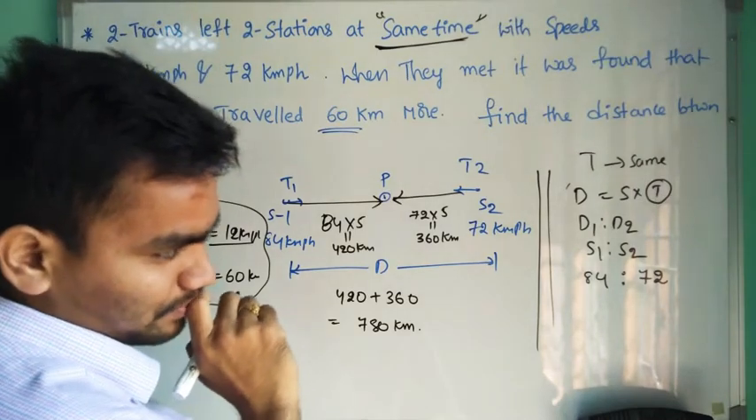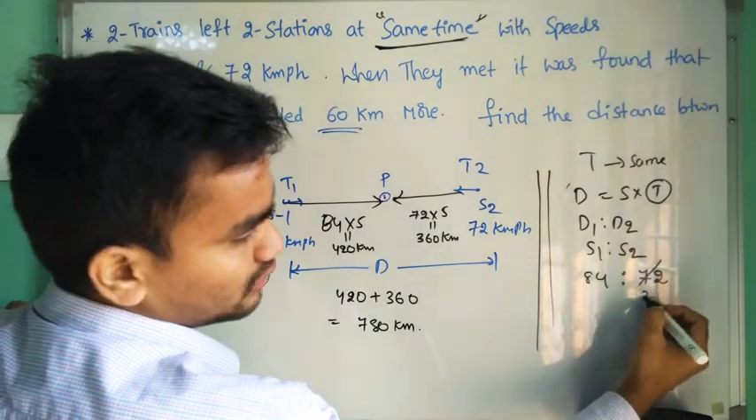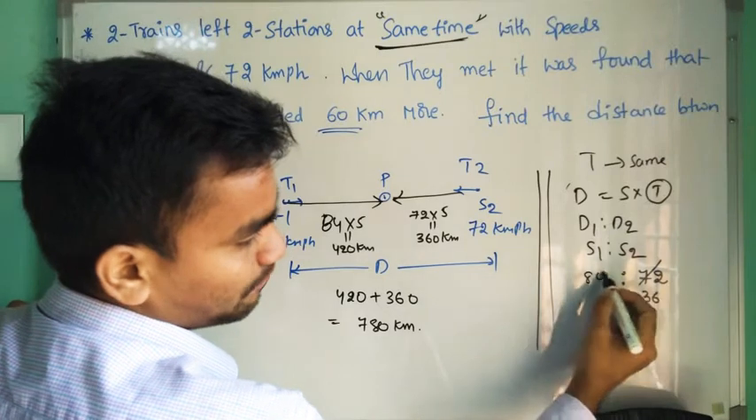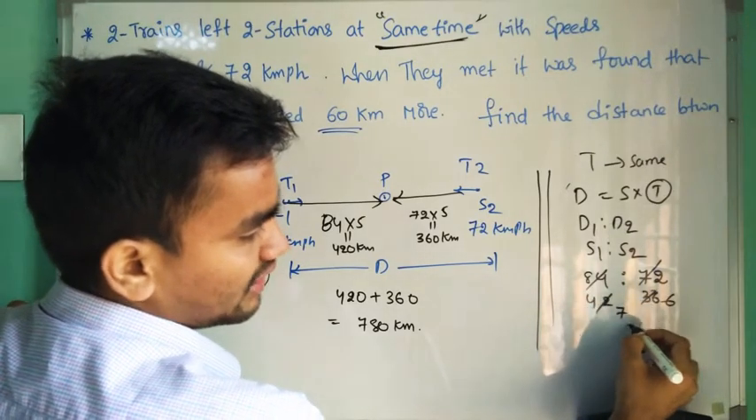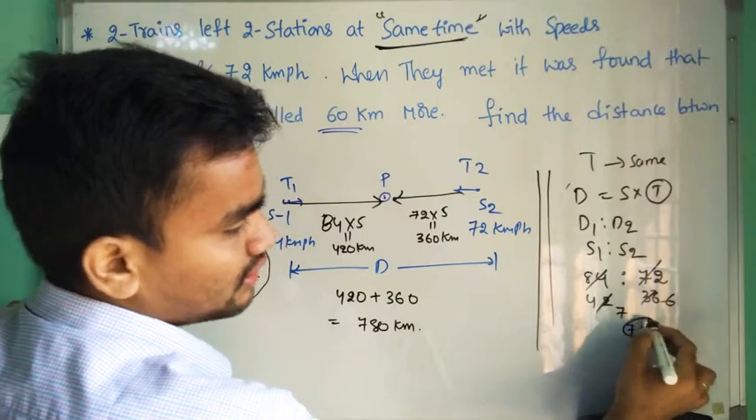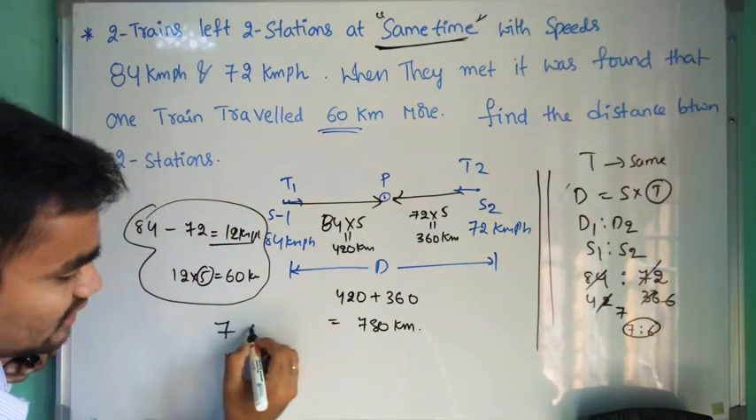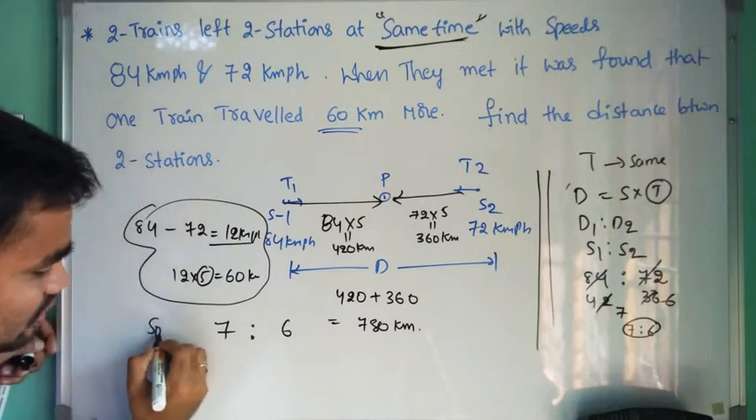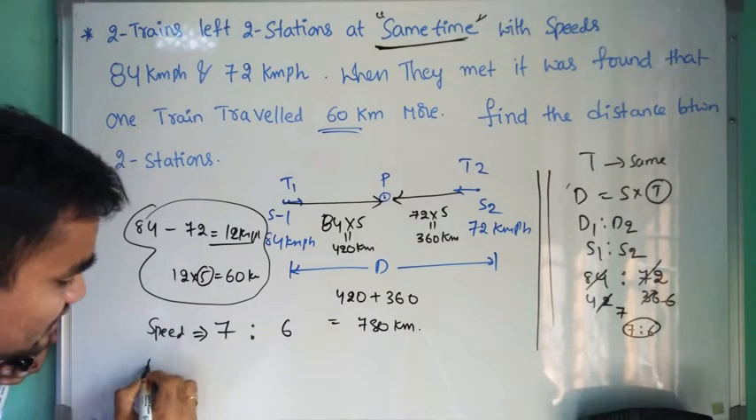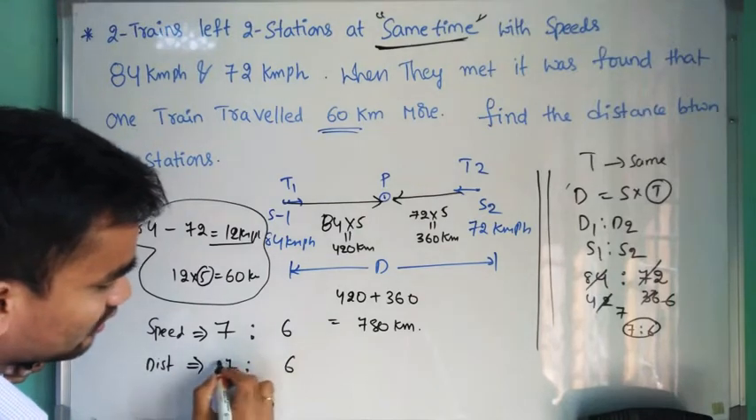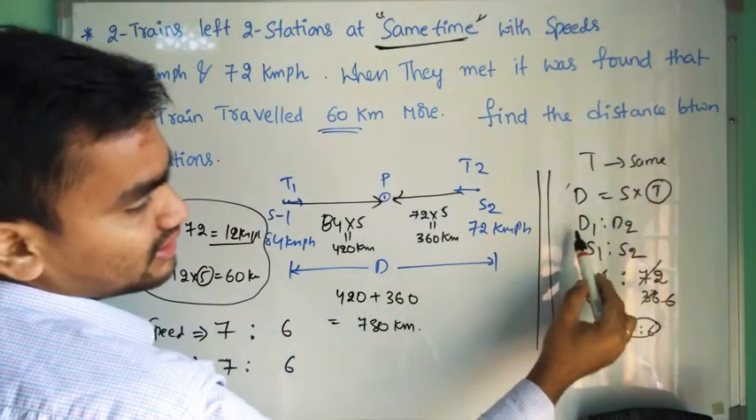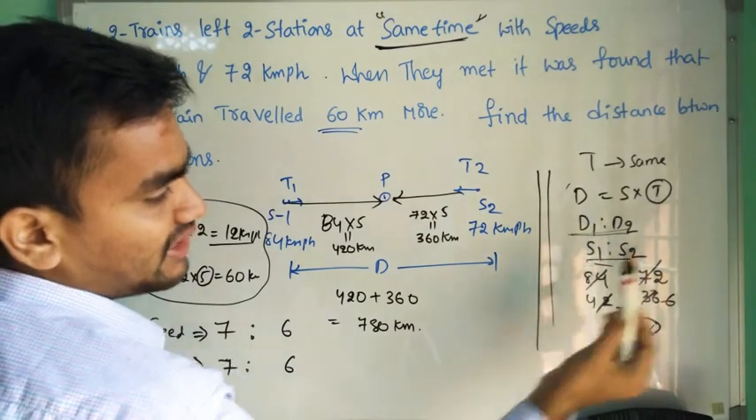Let us cancel with 2. 2 3s are 6, 2 6s are 12, 2 42s... so 6 6s are 36, 6 7s are 42. So the ratio was 7 is to 6. So the ratio between the speeds is 7 is to 6. So the distance ratio also will remain the same. That is the trick here. As time is constant, the distance ratio is equal to the speed ratio.